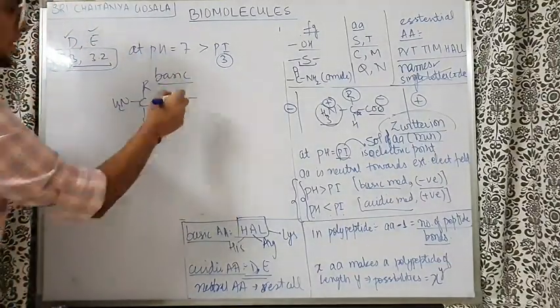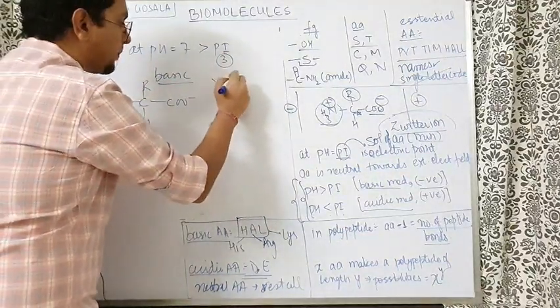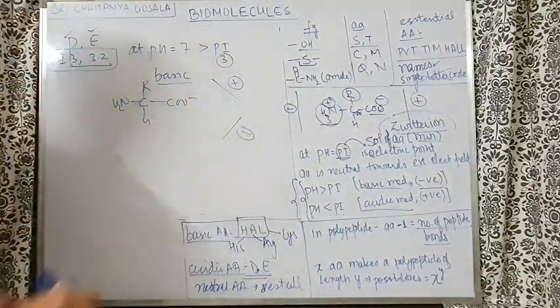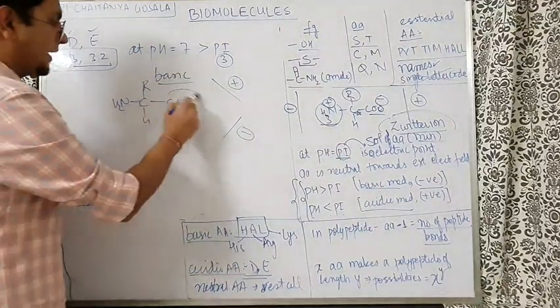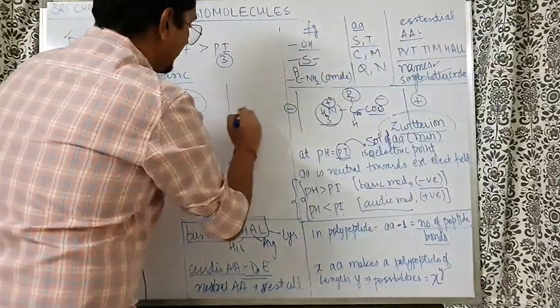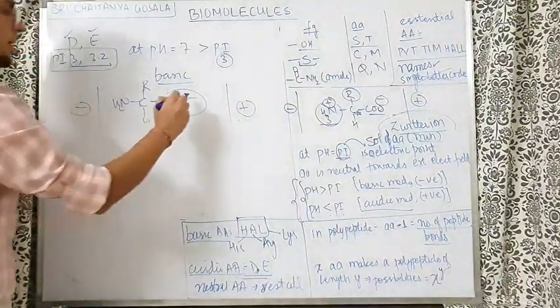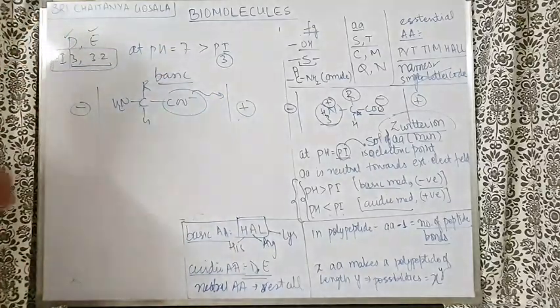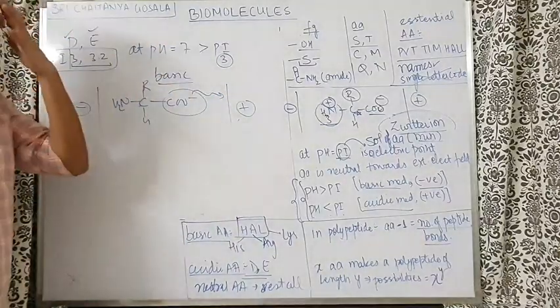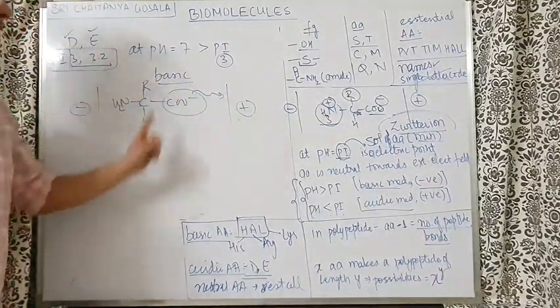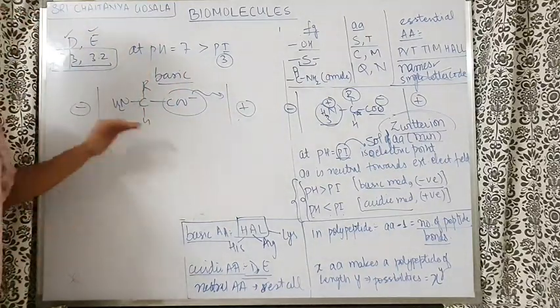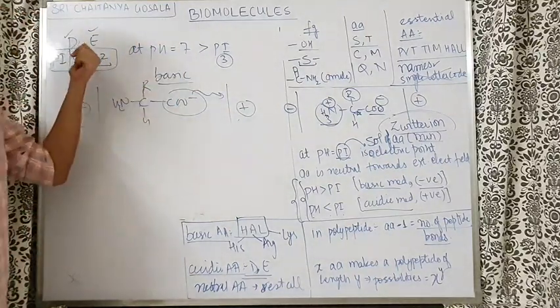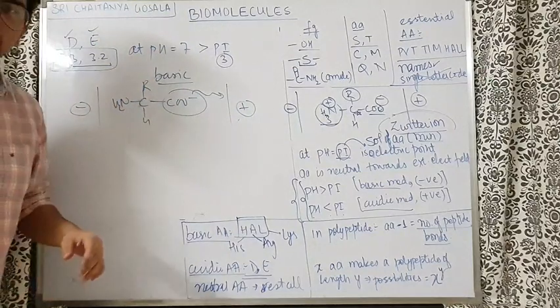If it is COO minus, then will it go towards the positive end or the negative end of the electrode? Sir, the negative part will be drifted towards the positive end. So, in the external field, towards which electrode will it go? It will go towards the positive electrode. Why? Because the pH 7 for D and E is more than pI.